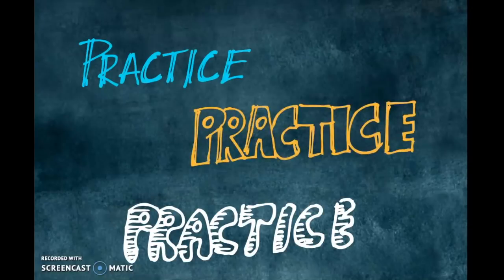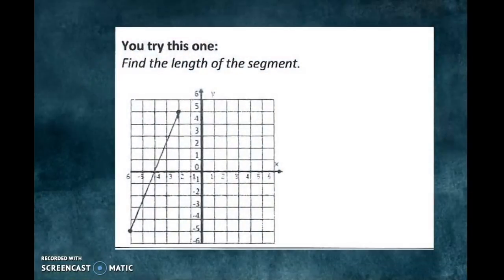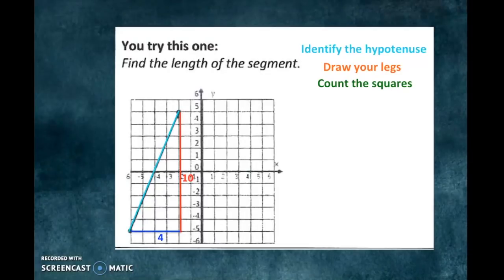Time to practice. So pause the video, and I want you to give this a try. Okay, let's see what you got. So they want us to find the length of the segment. So step 1 will allow you to identify the hypotenuse, draw your legs, count the units or the squares. So we have 10 and 4.